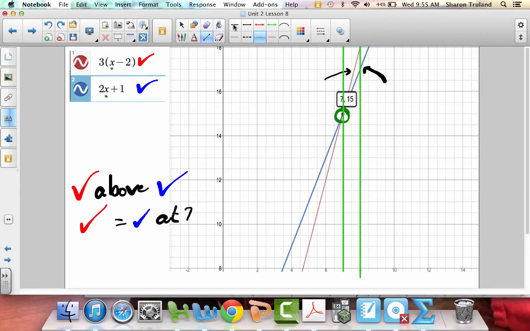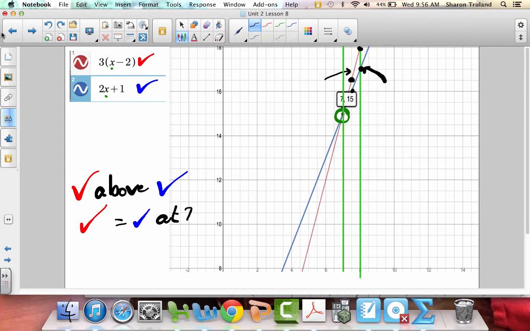See, if I put 8 into the problem, this is what I get as an answer. And 8 on the red line is definitely above the answer I would get on the blue line. Likewise, if I did 7.5, which is right here, the 7.5 answer on the red line is definitely above the 7.5 answer on the blue line.